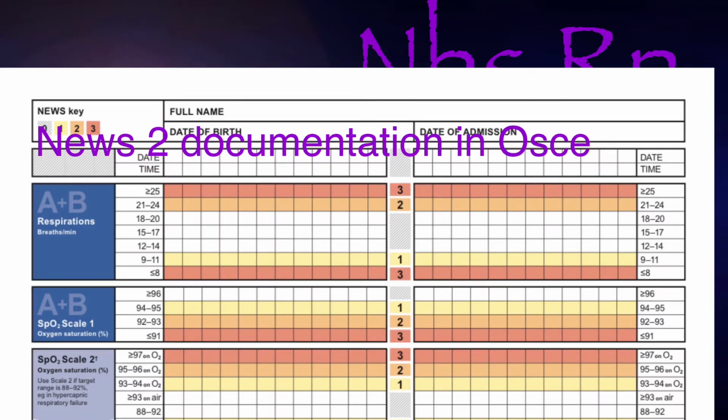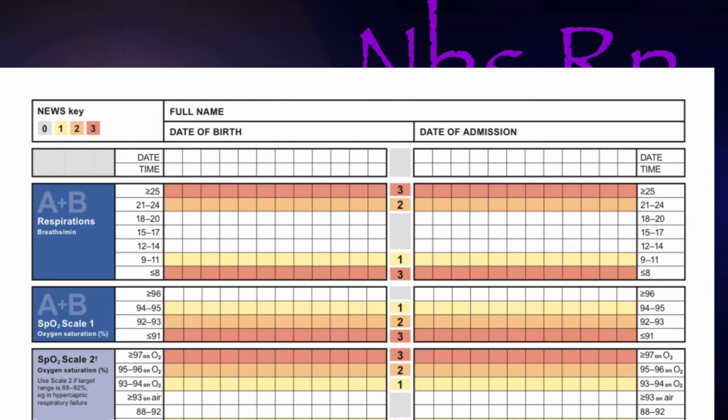Yes, you can see the NEWS key on your right side. You can see the 0, 1, 2 and 3. Then next to that you can see the full name. So here you have to write the full name. Try to write in capital letters. Okay, full name of the patient. Then next you have to put the date of birth of the patient, then the date of admission. You will see everything from the medical notes. Okay, so make sure that you have written it correctly.